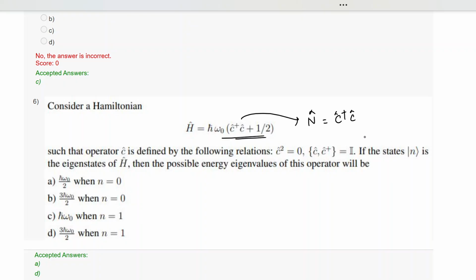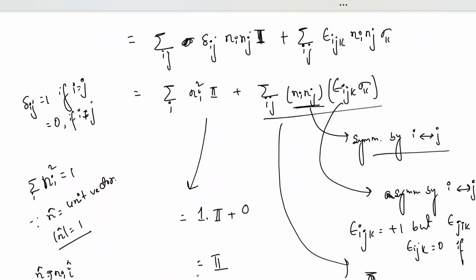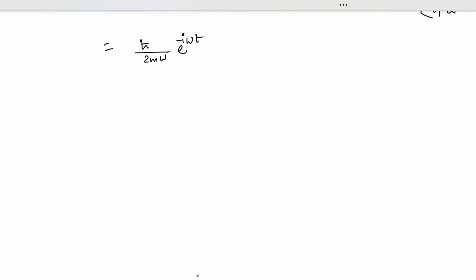For that you have to check whether this c and c dagger are actually the annihilation and creation operators by following these properties. If these properties are satisfied, then you can directly simplify your solution and get to the energy eigenvalue very easily. So let me check that first.